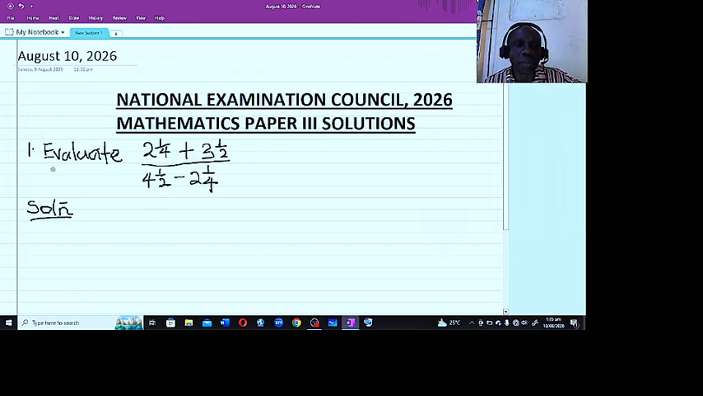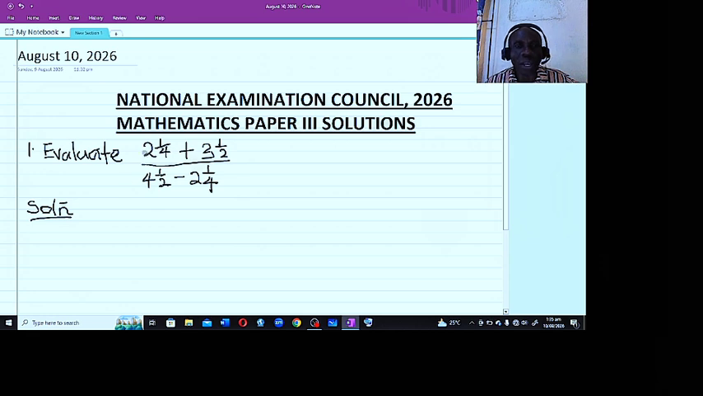Okay, here we are, number one, paper 3, first question here. We're asked to evaluate 2 wholes 1 over 4 plus 3 wholes 1 over 2 divided by 4 wholes 1 over 2 minus 2 wholes 1 over 4. How do we handle that? You can deal with the numerator and also the denominator separately.